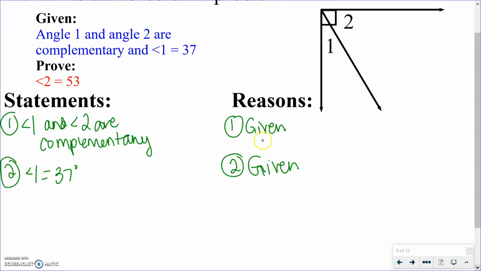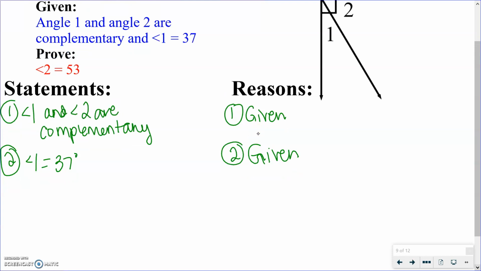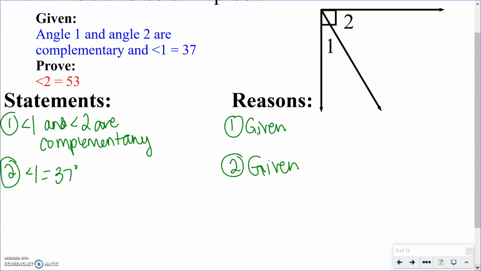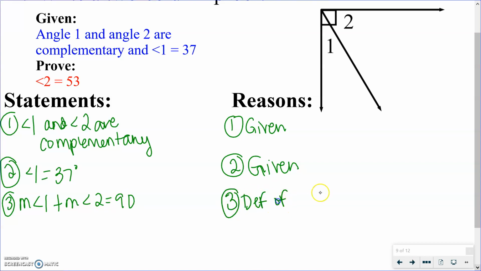I tend to separate them most of the time just because I like to see them as two separate statements. Okay, so the next thing we need to do is think about our goal, which is to prove that angle 2 is equal to 53 degrees. To get there, I should probably use these given statements, because we wouldn't be given statements if we weren't going to use them. So I'm going to look at that first one and say complementary. What does complementary mean? Well, it means they add up to 90 degrees. So I can then make a statement about these two angles. If they're complementary, I know the measure of angle 1 plus the measure of angle 2 is 90 degrees. And that is because that's the definition of complementary angles.